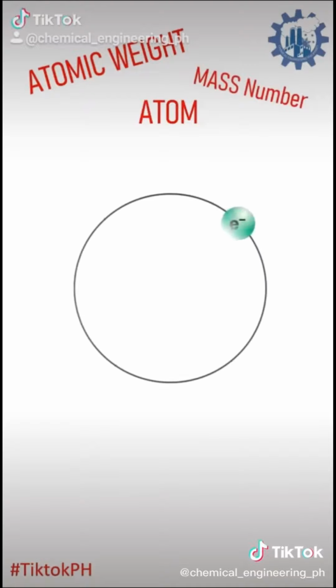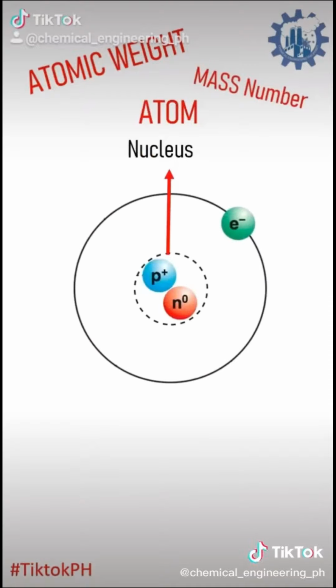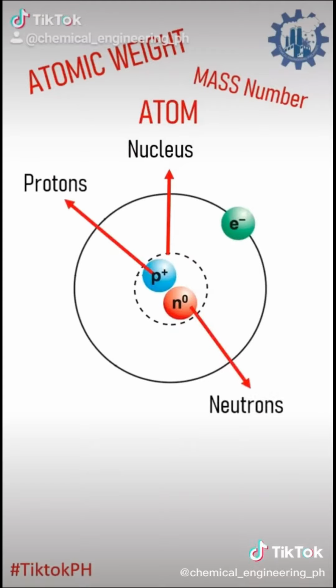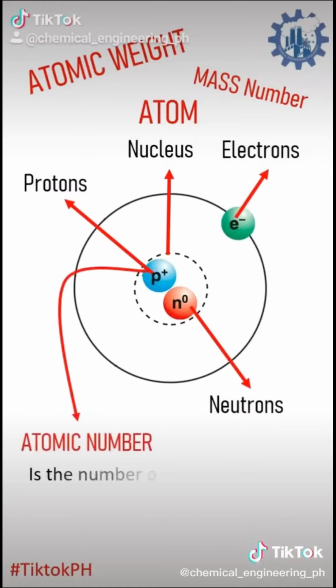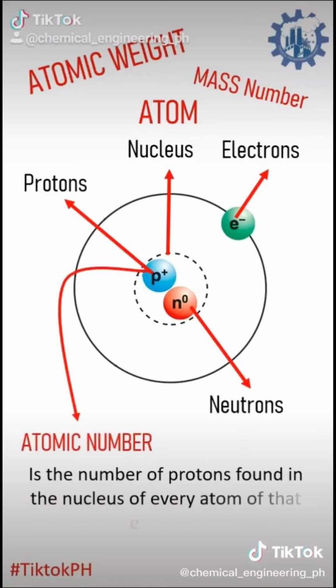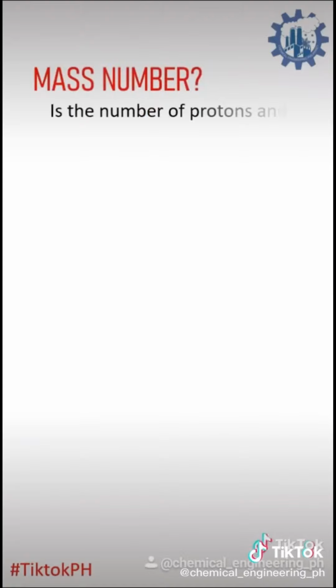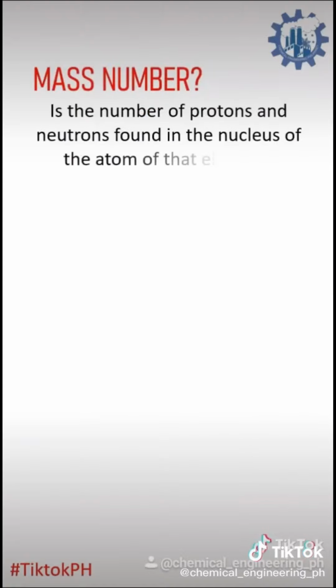We are now going to discuss the atomic weight. But before that, we have to learn about the mass number. The atom is composed of subatomic particles. Inside its nucleus are positively charged protons and uncharged particles neutrons. Surrounding the nucleus are the negatively charged electrons. We have learned also about the atomic number, which is the number of protons found in the nucleus of every atom of that element. But what is a mass number? Mass number is the number of protons and neutrons found in the nucleus of the atom of that element.